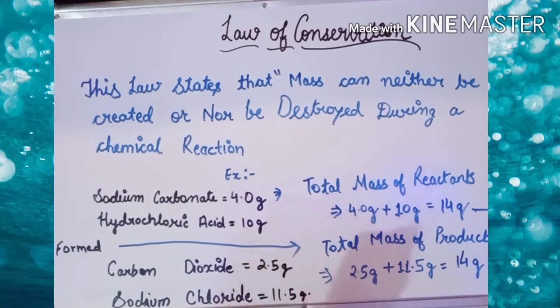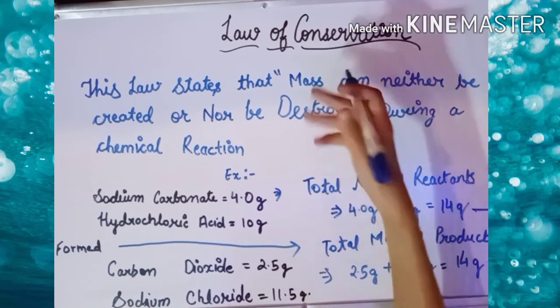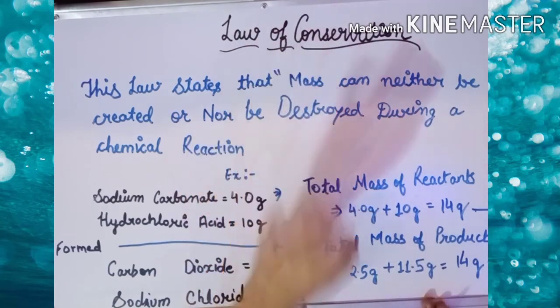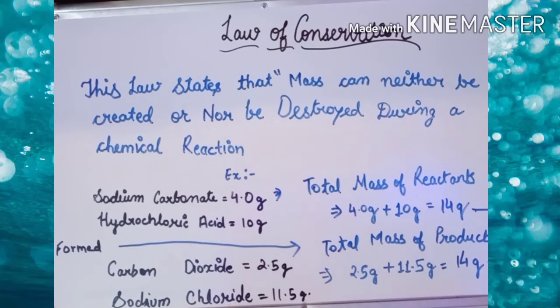mass cannot be created nor destroyed during a chemical reaction. We found the same mass in the reactants and in the products, right? So you write: since the reactants and products have the same mass, this means there was no loss or gain of mass after the reaction. Hence, the data is in agreement with the law of conservation, right? This was all about law of conservation. So now we will move to the next topic.